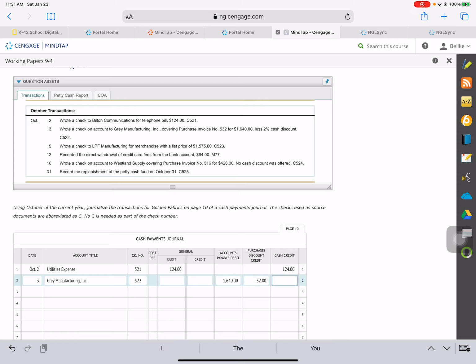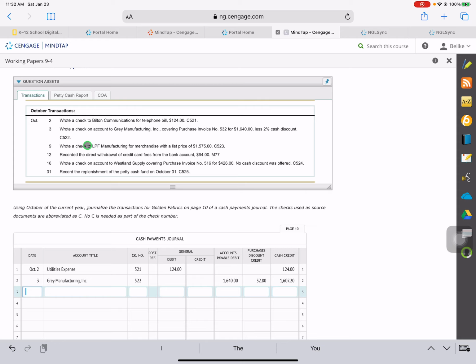Again, we took $1,640 times our 2% discount. Now we're going to figure out the amount of cash that we have to pay. So we're going to take $1,640 minus our discount of $32.80, and the total is $1,607.20 for the cash. And if you were to look at that, our two credits, if you add up those two, it would equal our debit. So this is what we owe. We paid cash and we got a discount.